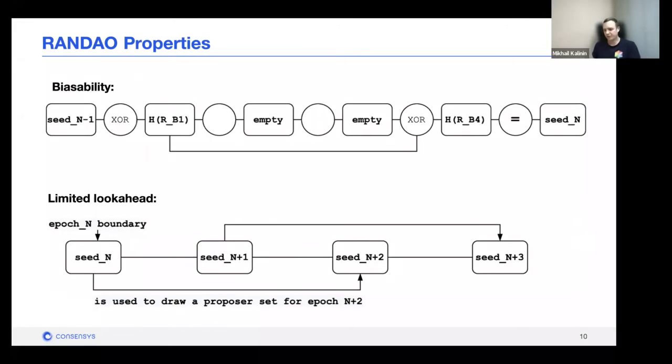So the next one is the properties. First of all, this RANDAO is biasable, but it's pretty limited in that regard. So what can happen here? You see these empty blocks and empty reveals. If the proposer sees that it will get some benefit from not revealing the RANDAO, and not revealing the RANDAO means that it does not propose a block, the opportunity cost here includes the proposer fee, the transaction fees, and MEV after the merge. And for this cost, it may decide to not propose a block.